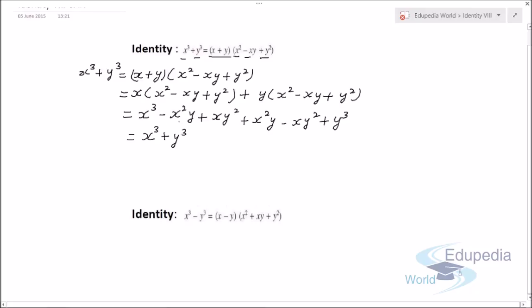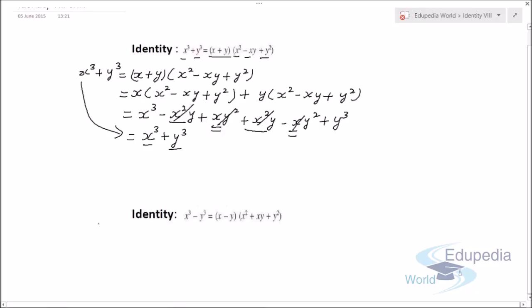Now see, this term −x²y and this term +x²y, these are both like terms and they are also equal, but they have opposite signs, so they will get cancelled. Similarly, this term xy² and −xy², these are both like terms and both are equal, but again they have opposite sign, so they will also get cancelled. So we are left with x³ + y³. So this is the solution of the identity.